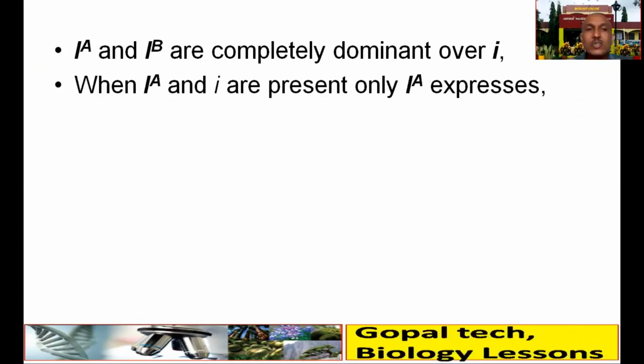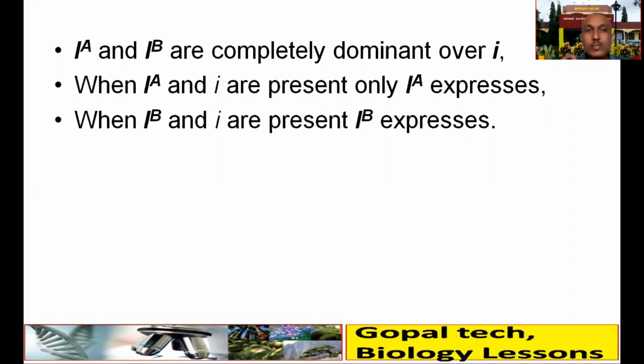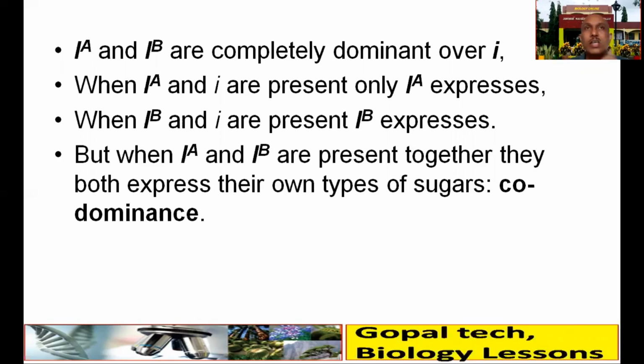When IA and small i are present, only IA will express, that is definitely the blood group will be A. When IB and small i are present, only IB will express. So here the law of dominance is applicable. But when capital IA and IB are present together, both express their own type of sugar, 50-50%.